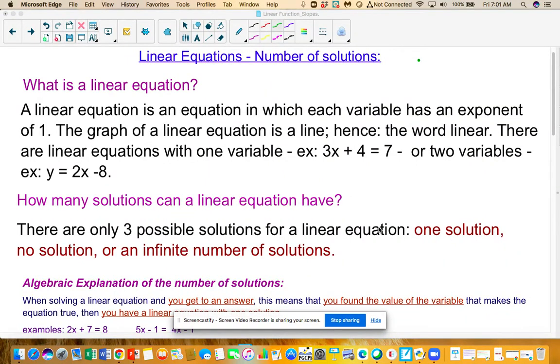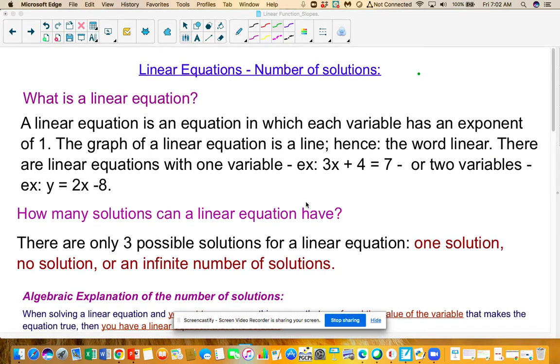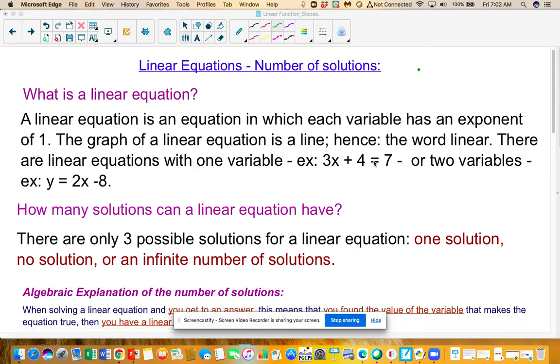Good morning, student. This video is to discuss the question of how many solutions you can get when you are solving a linear equation. Okay, so here we go. So linear equation, number of solutions. So first, what is a linear equation? You have been solving linear equations for a while, but what is it?